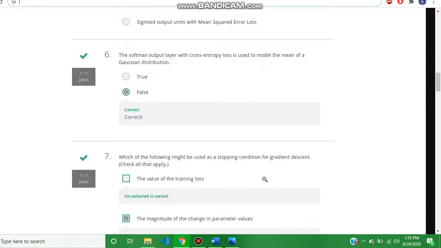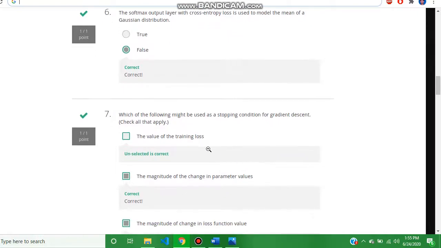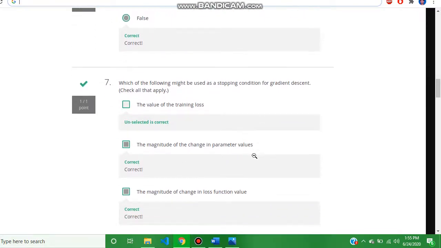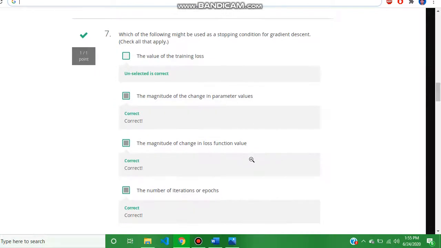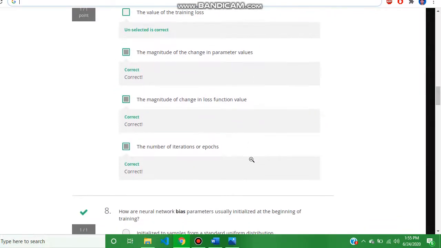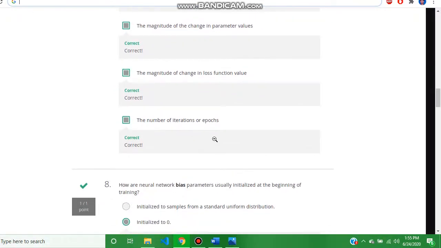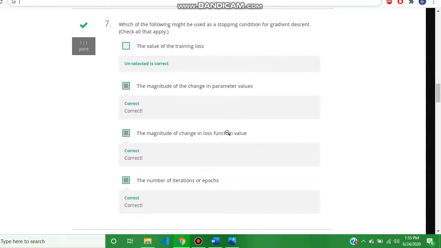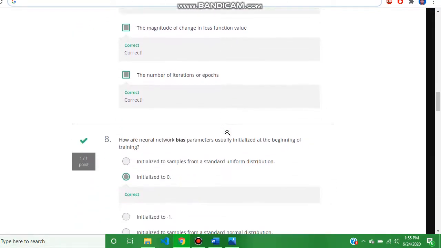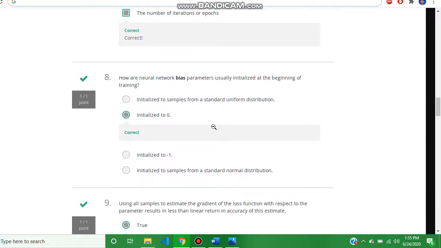And the question number 7th, and the answer is the value of training loss and the magnitude of change in loss function value. And the number of iterations or epochs. The question number 7th answer is this. And the question number 8th answer is initialize to 0.